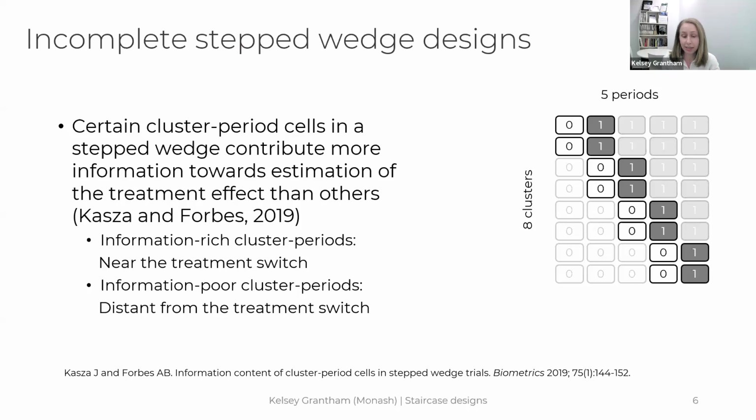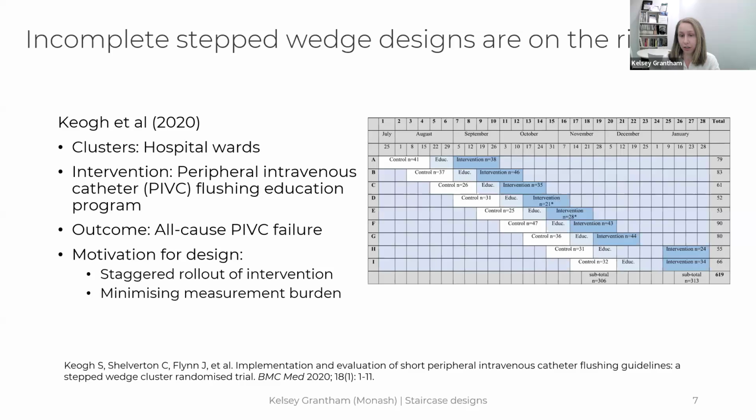And so this work suggested that we could potentially remove some cluster period cells from a stepped wedge design, resulting in an incomplete stepped wedge design, without much of a reduction in statistical power. And in recent years, researchers have started using incomplete stepped wedge designs in settings where a complete stepped wedge would have been infeasible. One example is a trial that wanted to test whether a new intravenous catheter flushing education program would reduce the incidence of all-cause catheter failure in patients across several hospital wards.